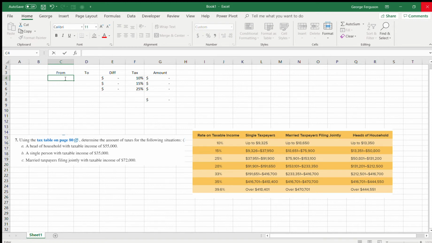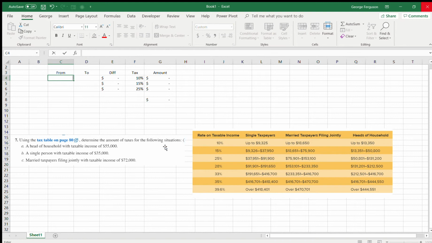Okay, what I'm going to be doing here is showing what's happening with problem 7 in chapter 3. It seemed as if a lot of folks were a little bit confused about this. When you start looking at taxes, what you have to think about is you don't pay a particular tax, like 25% on the entire 91,000 or whatever it is. What happens is you pay 10% on the first part, 15% on the second part, 25% on the third part.